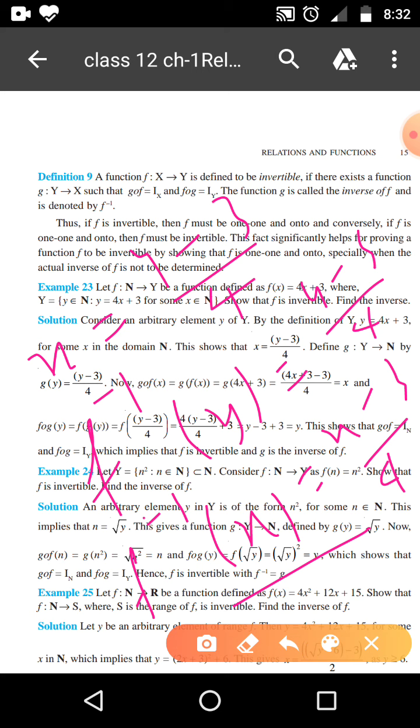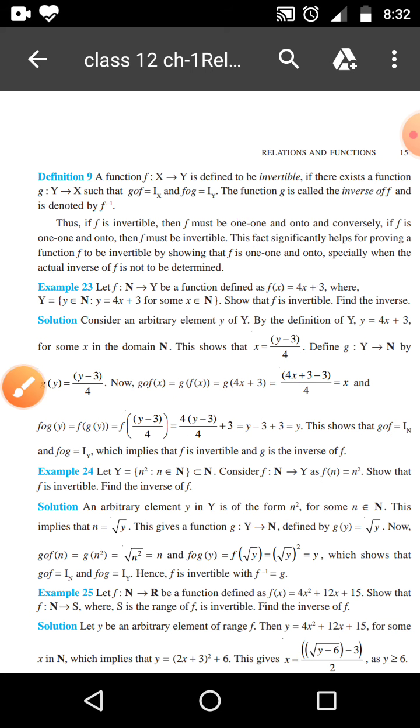And one method is also, the second method, as given in the book: y is equal to this, then x is equal to this, and g(y) is equal to y minus 3 by 4. Then f composition g and g composition f: if you find, then g of f(x), that is g of 4x plus 3, is x, and f composition g is also y. So this is invertible.